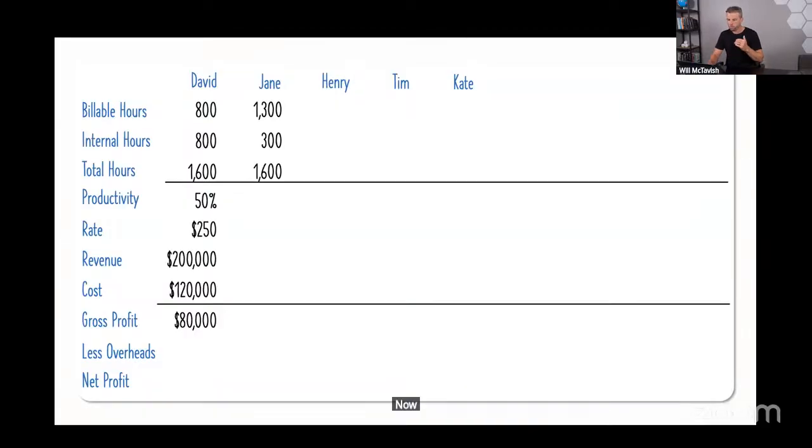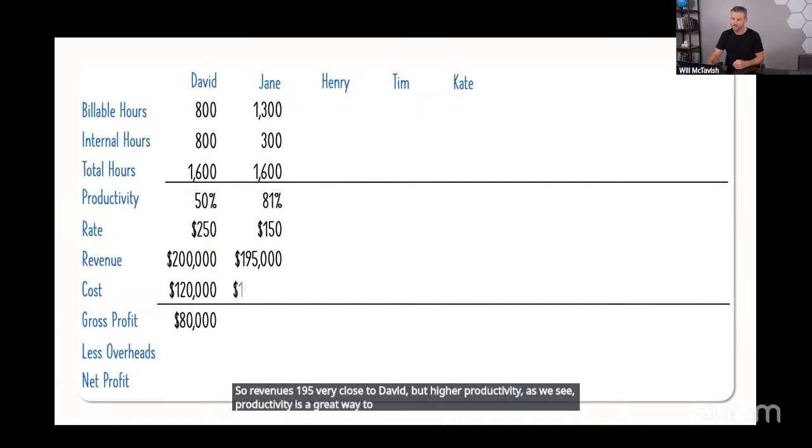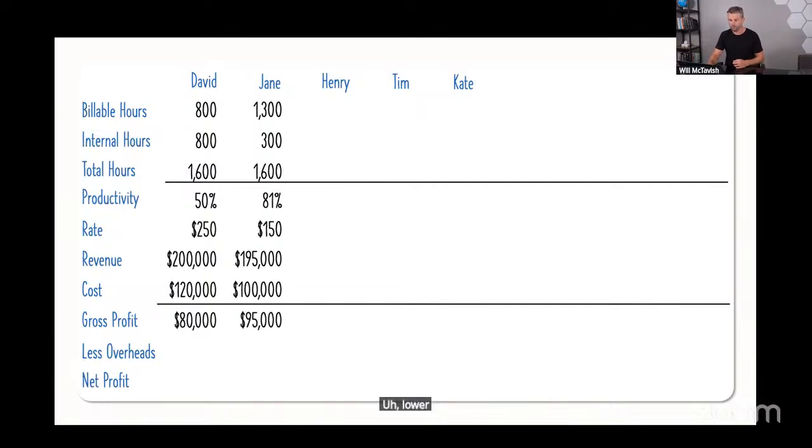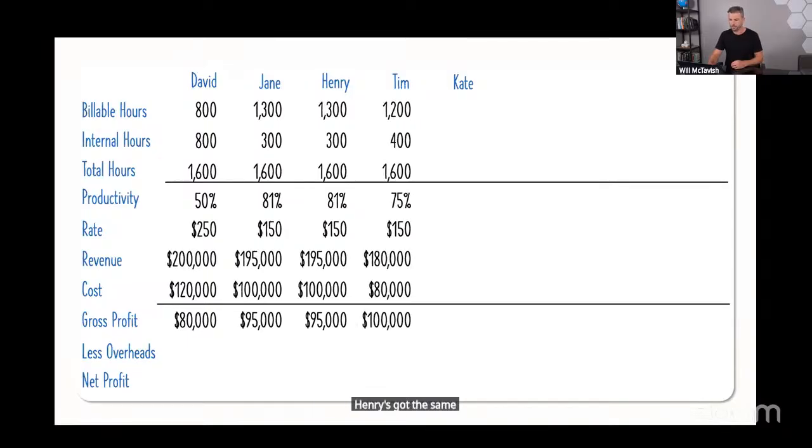Now, we've got Jane. So Jane has an 81% target productivity, a rate of 150 an hour. So revenue is 195, very close to David, but higher productivity. As we see, productivity is a great way to increase revenue. Lower cost, so we got a $95,000 GP. Henry's got the same numbers, and Tim, a little bit lower productivity, but for the most part, pretty similar numbers.